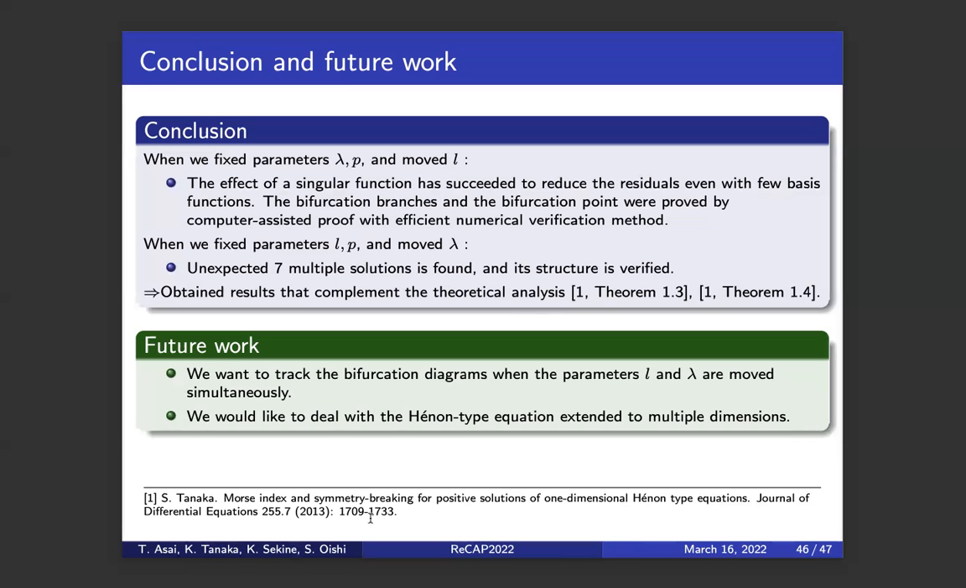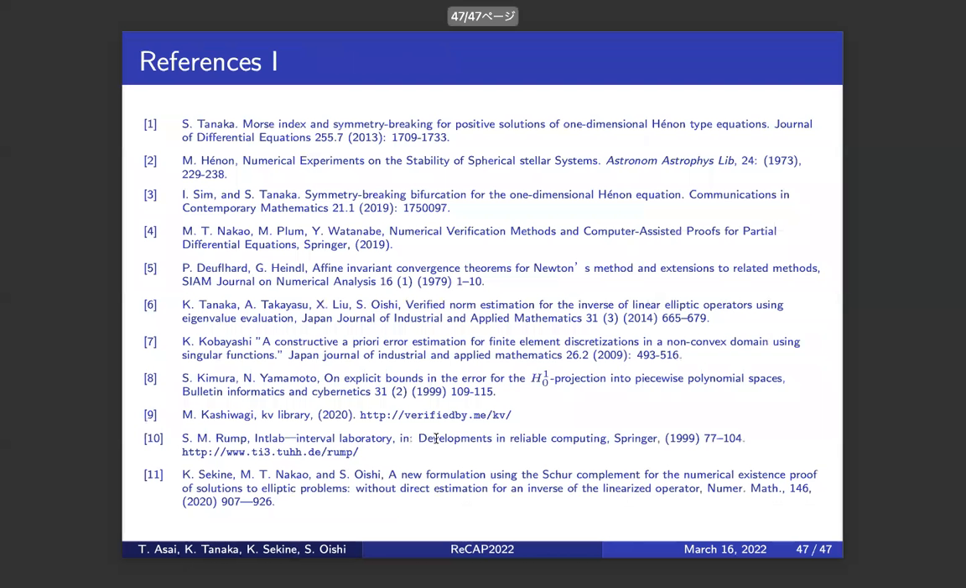In future work, we want to track the bifurcation diagrams when the parameters L and lambda are moved simultaneously, and we would like to deal with the Hénon-type equation extended to multiple dimensions. Okay, this is the references.